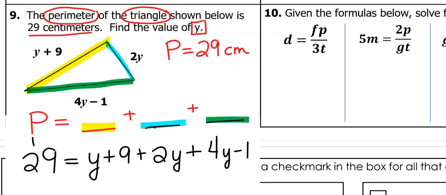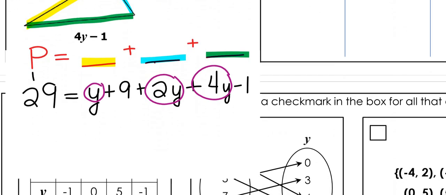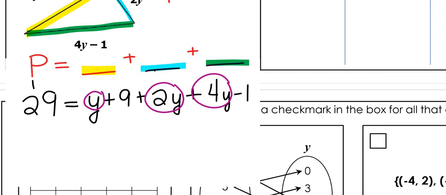All I have to do now is combine like terms. Starting with the y's. I have a y here, positive 2y here, and a positive 4y there. Let's give myself a little room. 29 equals y plus 2 plus 4. So it's 1 plus 2, which is 3, plus 4, which is 7y. Now adding together the whole numbers. Positive 9, negative 1. You're going to get positive 8.